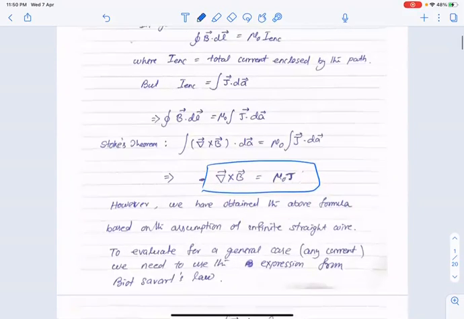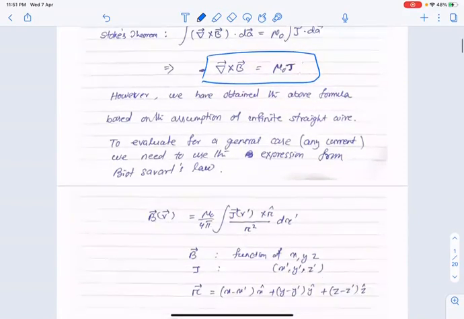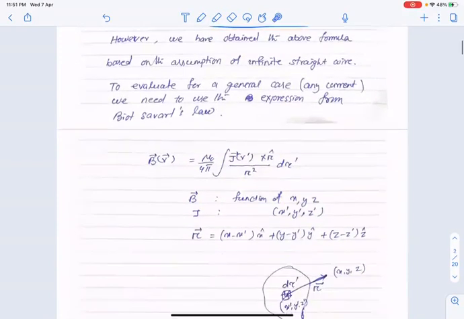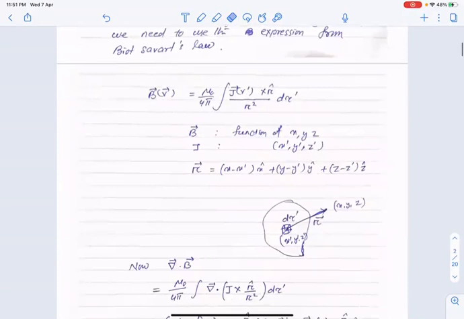Okay, so the assumption here was that there is an infinite straight wire. But if you want to really calculate for a general case, because not all currents will be in this form, right? If you want to calculate the divergence and the curl of B for any general current, then you have to use the expression you got from Biot-Savart's law.